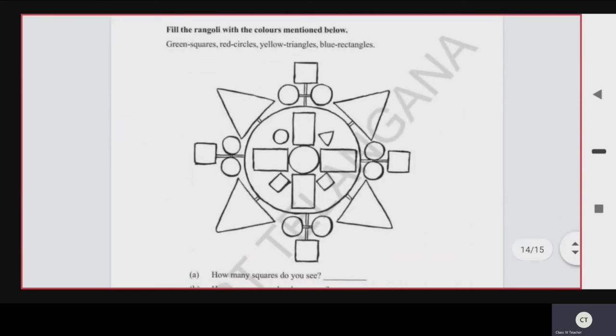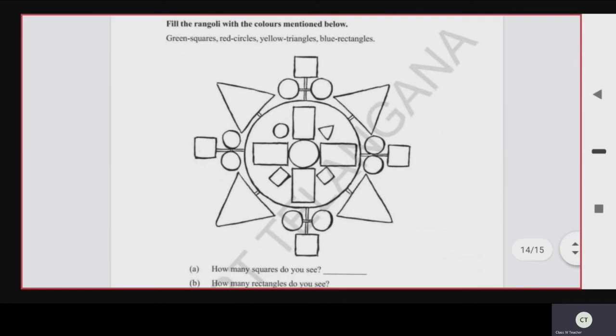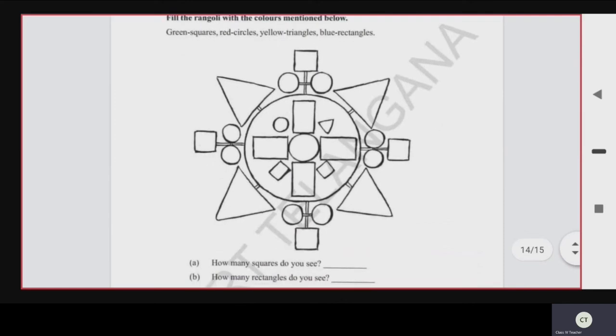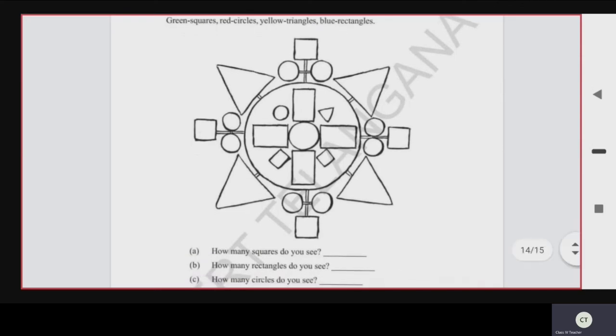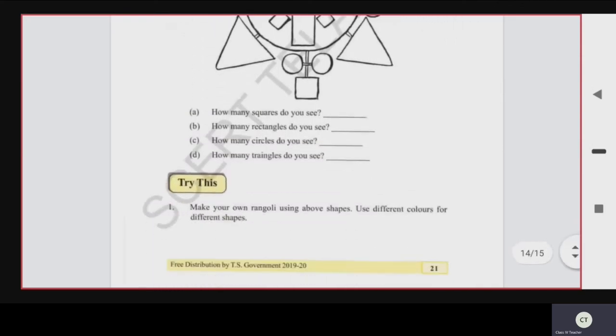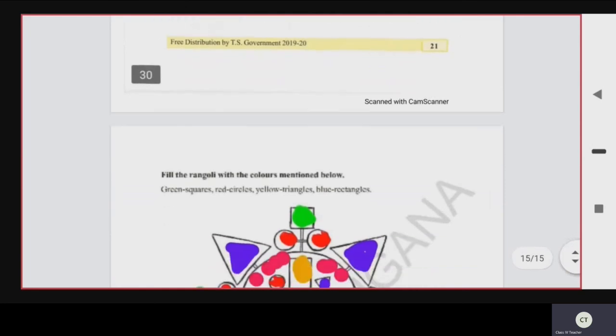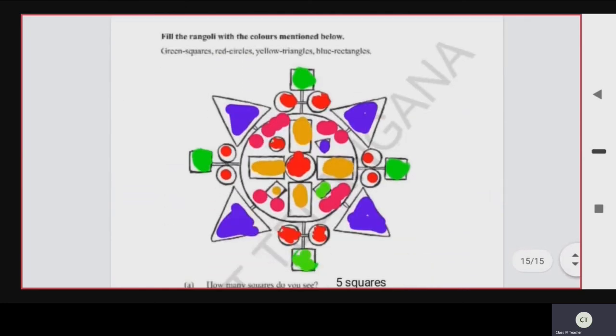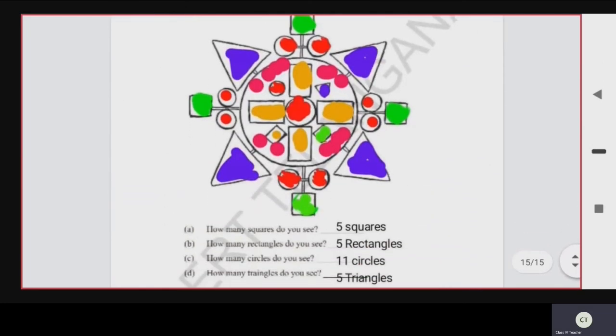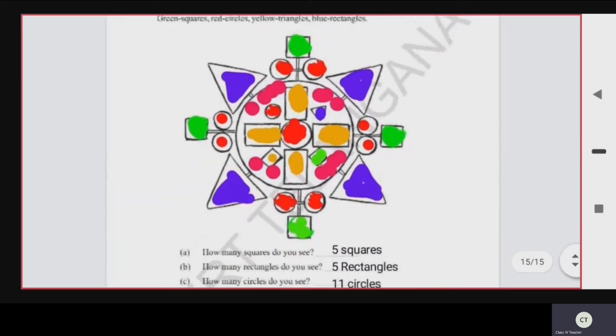The next one, fill the rangoli with the colors mentioned below. Green color for the squares, red color for the circles, yellow for the triangles and blue for the rectangles. So see here, I have just drawn the colors, not fully colored. You color it in a proper way, children. This is just done.